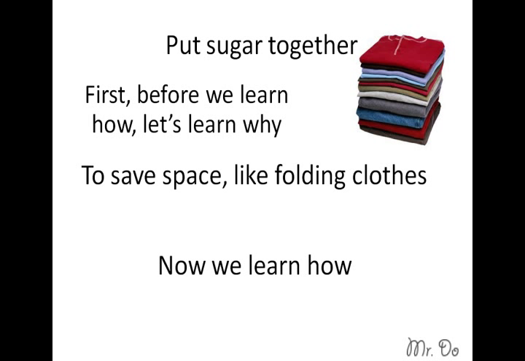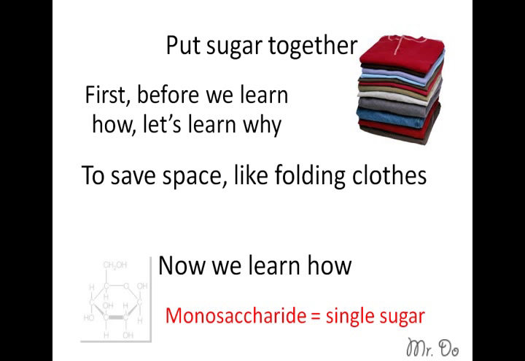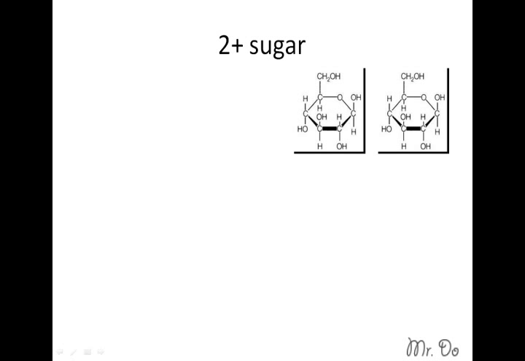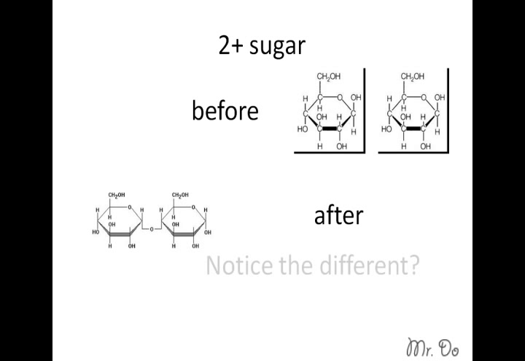Okay, now we're going to learn the how process. It puts things together by, well, first, a monosaccharide is a single sugar. So there's our single sugar, 6 carbon ring glucose. Okay, when you have two or more sugar, here's the before. On your right, you see 2 sugar. And then here's the after when both sugar are put together. Do you notice the difference?